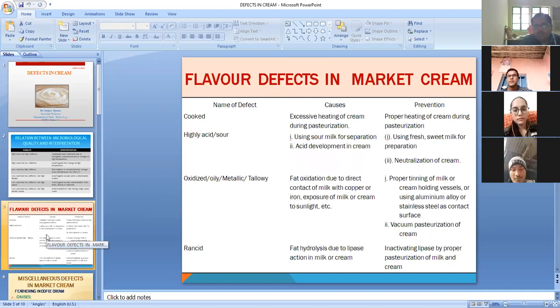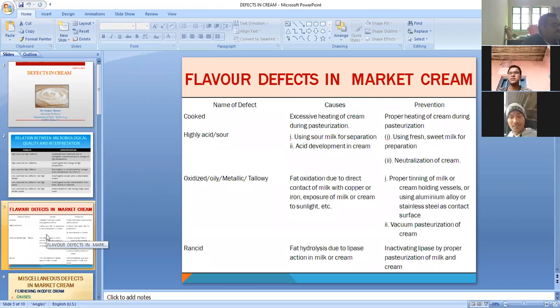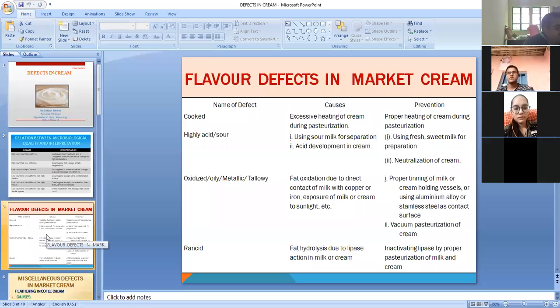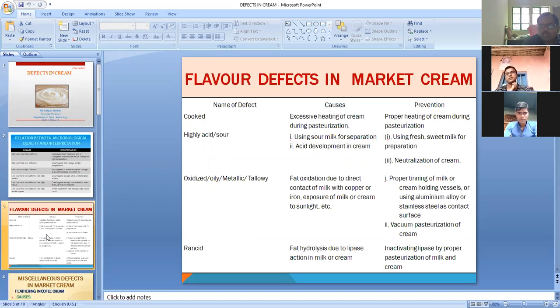We have categorized the defects of cream into three categories. One is flavor defect, another is manufacturing defect, that is, the different types of defect which may develop due to the manufacturing, and one defect which is due to the raw material. Raw material means the cream or the milk which is used for cream separation, and another is the different types of defect within the manufacturing of cream.